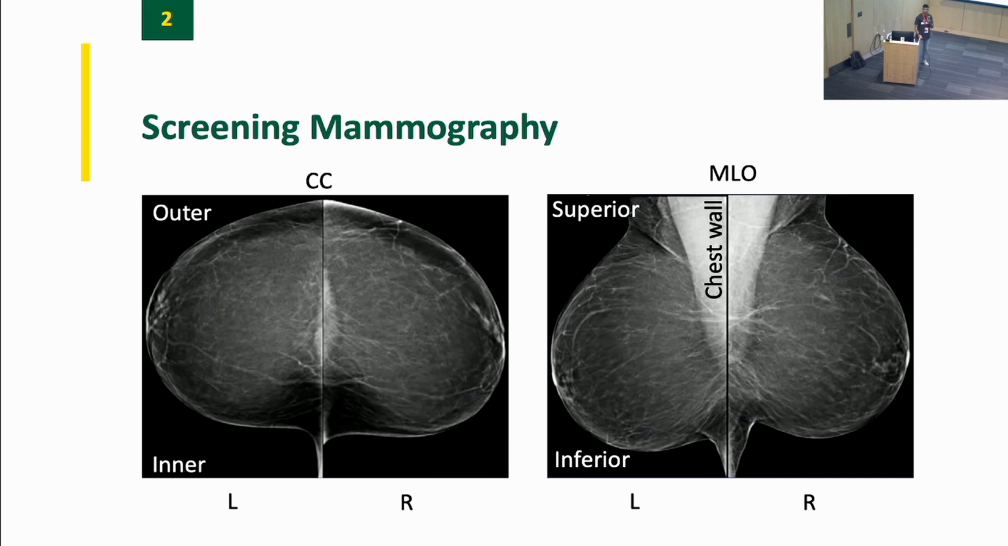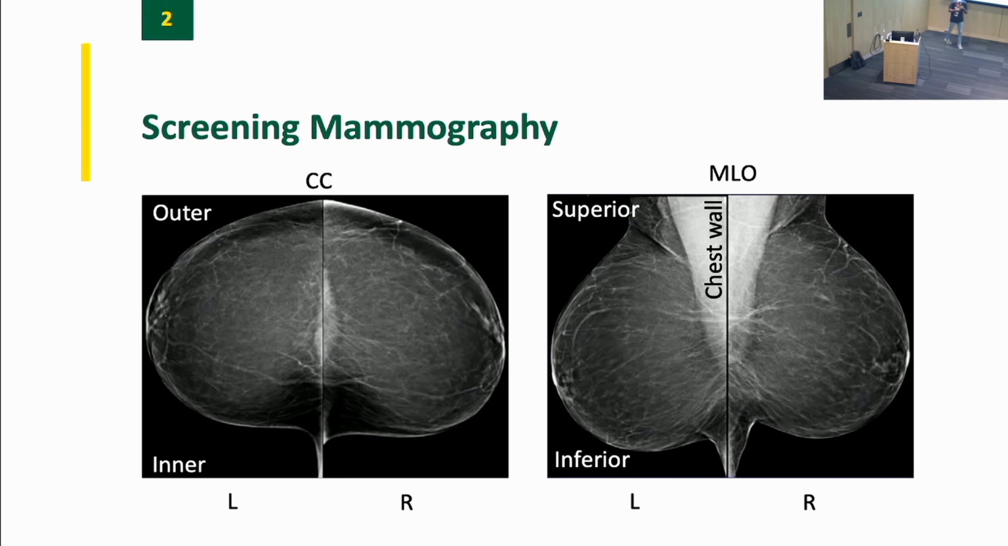CC stands for craniocaudal, MLO, medial lateral oblique. Perfect. Okay, there are a couple of anatomic landmarks. Again, this is just for context here. So on a CC view, it's taken from the top down. This is the inner side of the breast. This is the outer side of the breast.